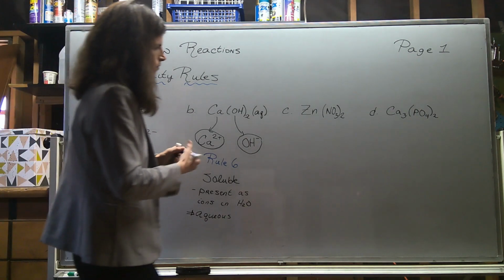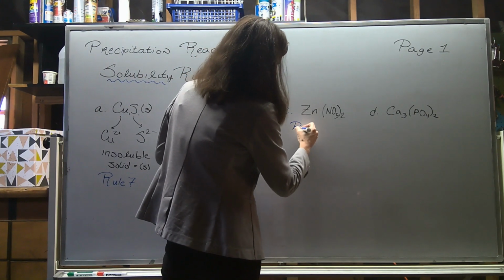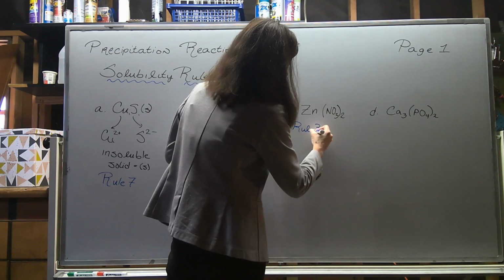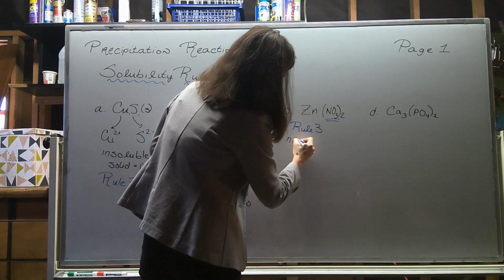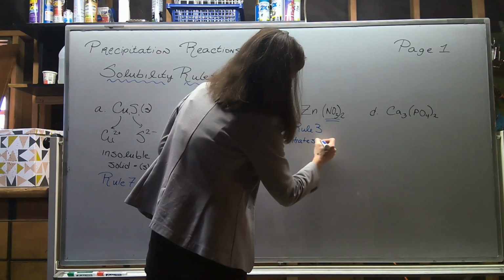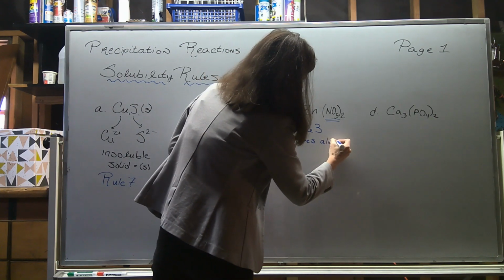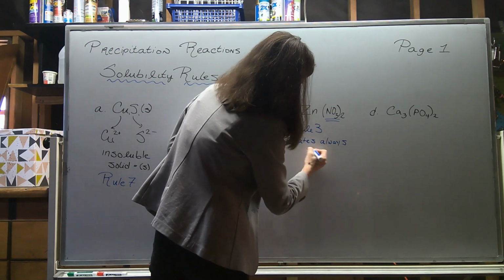Rule 3. Anything with a nitrate in it is always soluble. So nitrates are always soluble. No exceptions. I guess I kind of like the rules that don't have those annoying exceptions.